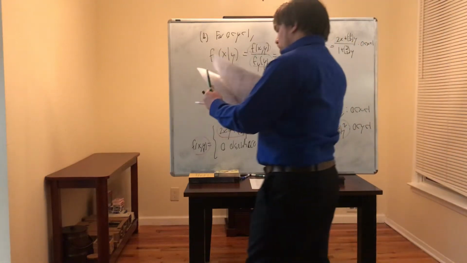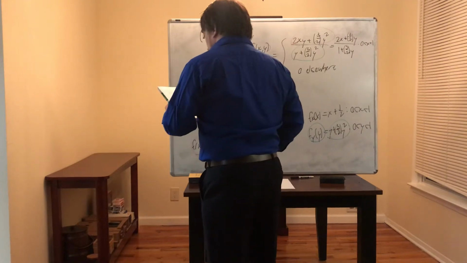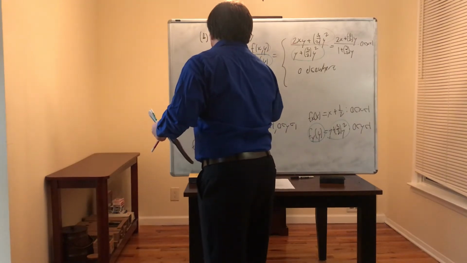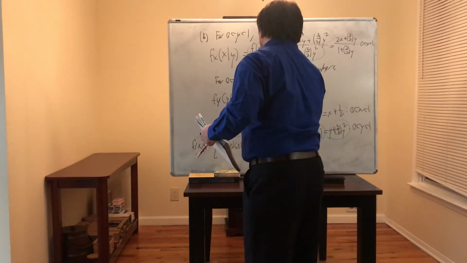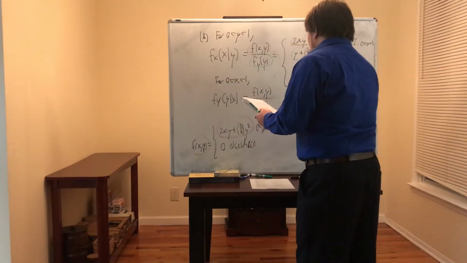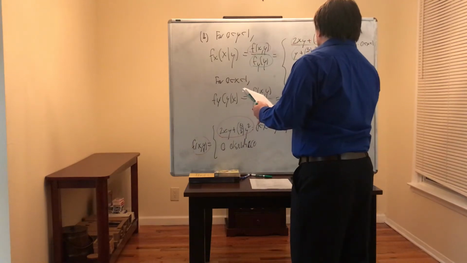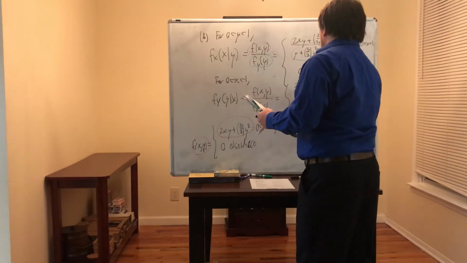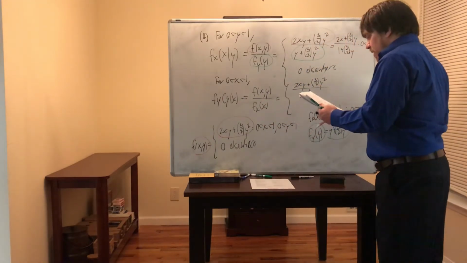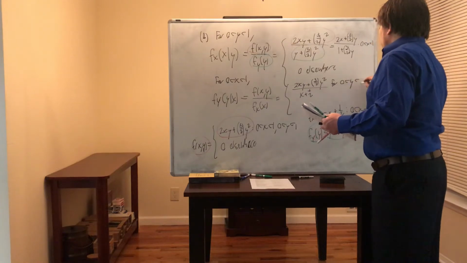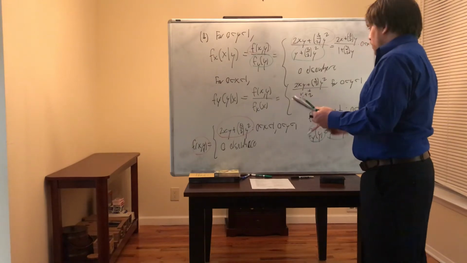And then if you do, for 0 less than x less than 1, what you get is f sub y of y given x is equal to f of x comma y over f sub x of x by the definition of that, which is equal to 2xy plus 3/2 y squared. That's f of x comma y divided by f sub x of x, which is x plus 1/2. And that's for 0 less than y less than 1. And it's 0 elsewhere.